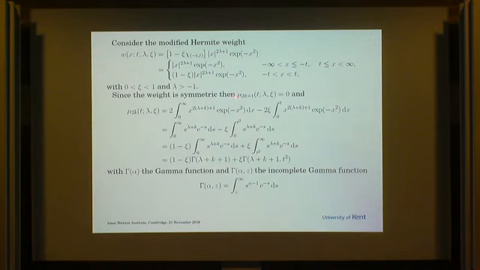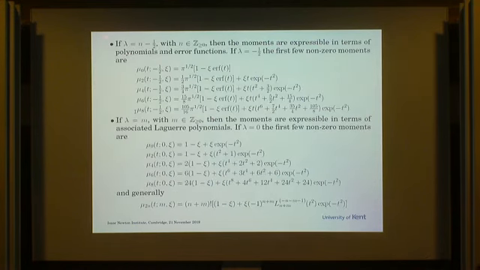So it's a symmetric weight, so all the odd moments are 0, and the even moments, well, by a change of variables, you get them in terms of the gamma function and the incomplete gamma function, so that I can explicitly get them like this. Now you can write them also in terms of gamma functions, but that's sort of a little over the top. You can really just take gamma functions themselves.